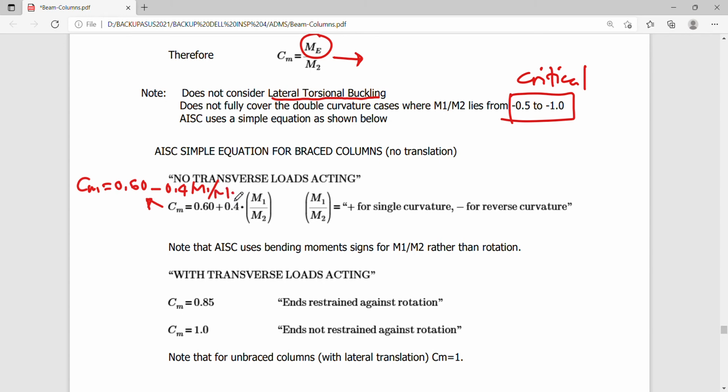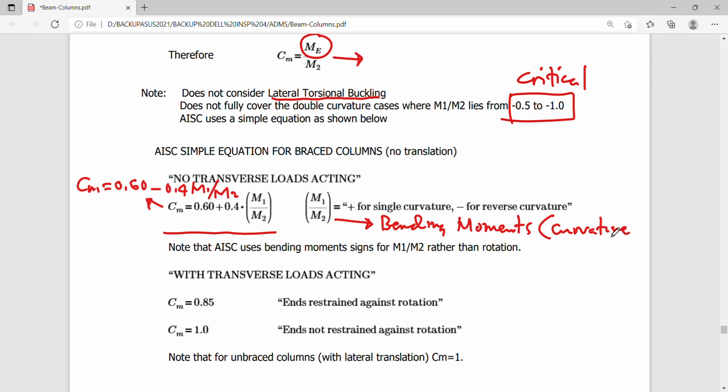Originally, the AISC is actually recommending a positive, okay, sign here, since the value of the ratio M1 over M2 are always considered in terms of bending moment signs. Okay, when you say bending moment signs, you are considering the curvature, okay, rather than the rotation.